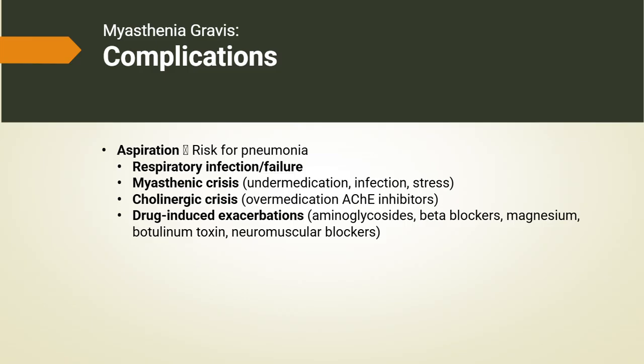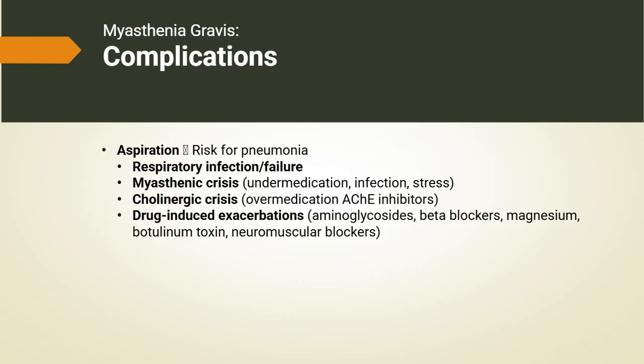On the opposite end of the spectrum is cholinergic crisis, which occurs from over-medication with acetylcholinesterase inhibitors. These medications are designed to increase the amount of acetylcholine available at the neuromuscular junction, but too much can overwhelm the system. Early signs include worsening muscle weakness, drooling, sweating, abdominal cramping, and increased bronchial secretions. Both myasthenic crisis and cholinergic crisis involve respiratory distress and require emergency evaluation. Distinguishing between the two is essential because treatment differs.